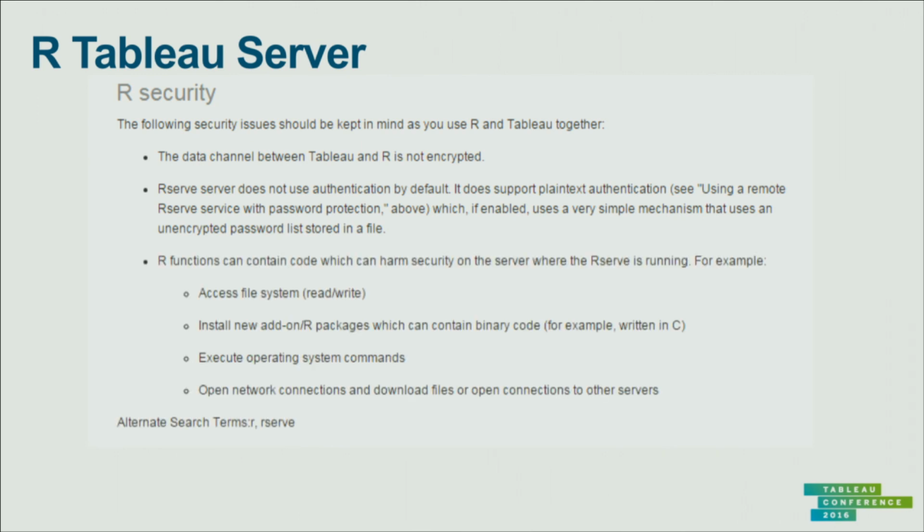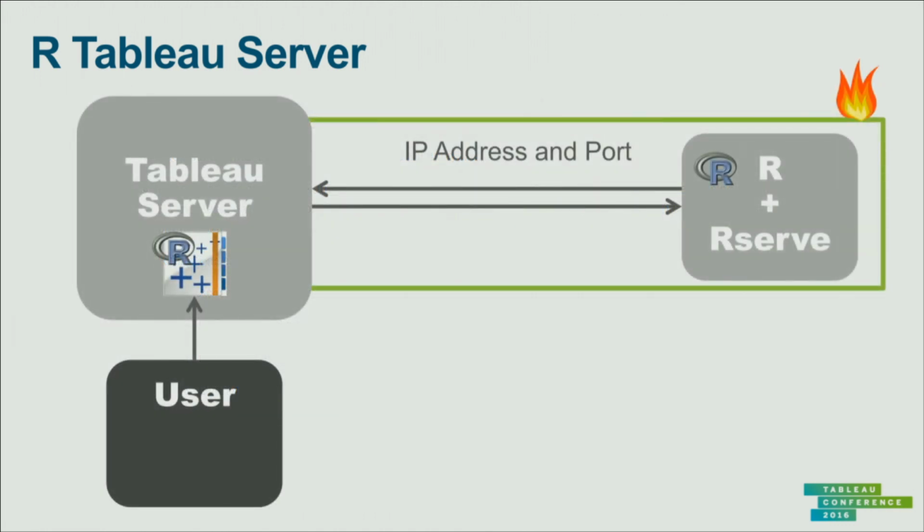R functions can contain code that can harm the security of the server where Rserve is running. For example, it can access file systems, it can install new add-on packages, it can execute operating system commands, it can open network connections and download files from other servers. Basically, okay, we've protected ourselves from the outside world, but have you protected yourself from your users? They can publish any code that they want up to the server. They're therefore going to be able to run any code they want on your machine, the one that's running R and Rserve. So that's one reason not to put it on the same machine as Tableau Server. Even if it's not malicious, they might accidentally start running something really long, and it starts competing for resources, not good. Put it on a different machine.